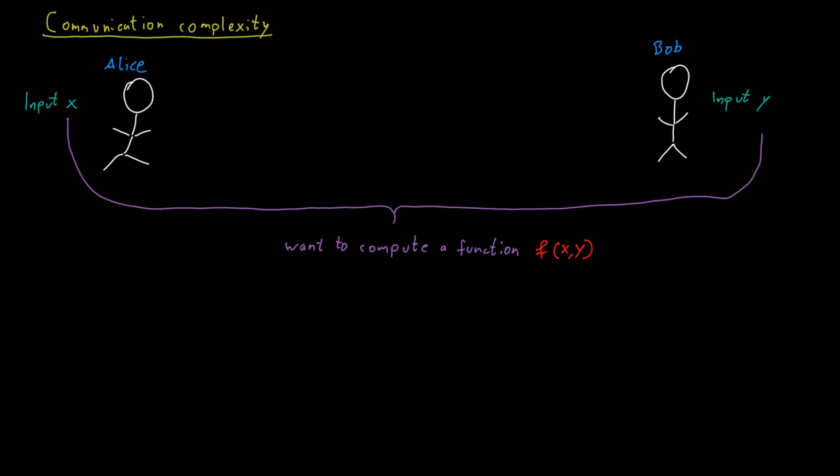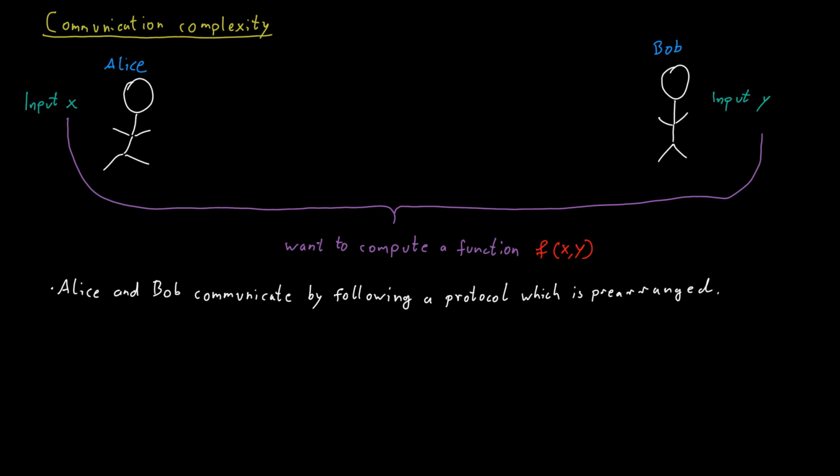To do this, Alice and Bob might have to communicate with each other. For this, they follow a protocol, which they prearrange. So in the beginning, they agree on how their communication should work. They have some prearranged protocol for that specific function, and they follow this protocol when they talk to each other. This protocol determines who communicates next and what they send to the other person.